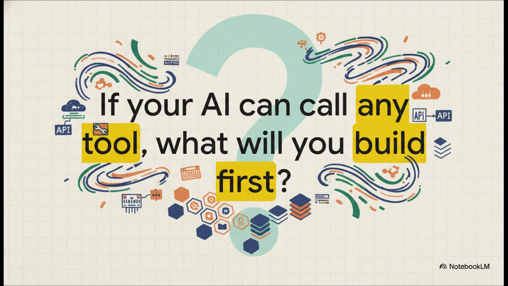And that brings us to the final, and I think most exciting question. Once you give your AI the ability to use any tool, to call any API, to interact with any of your systems, the possibilities just become almost limitless. It's a massive paradigm shift. So the real question I'll leave you with is, what will you build first?